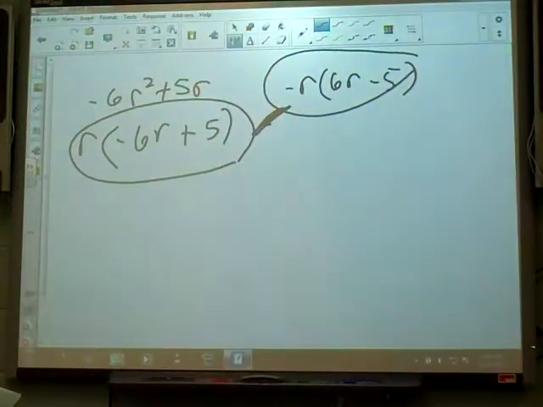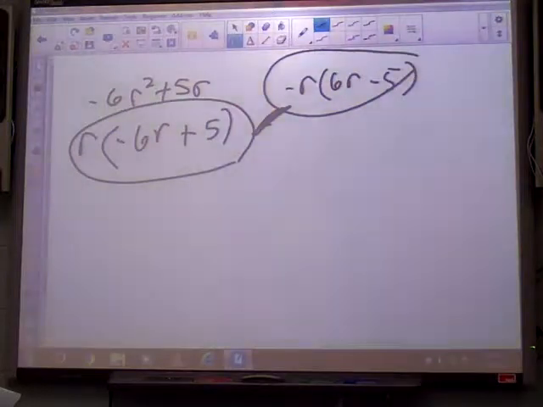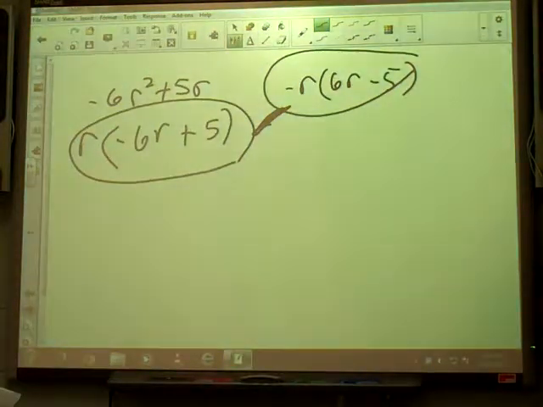Okay, so that's always an option, and the reason we have to look at that is because when we factor by grouping, we have to make stuff work for us. And so maybe when it doesn't work with a positive R, it'll work with a negative R. You'll know what I'm talking about when we get into that, but that's always an option.